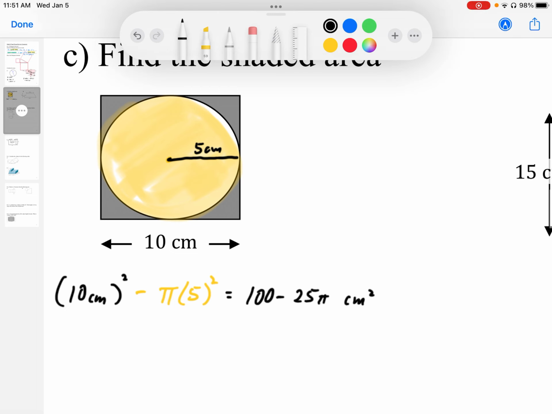Now again, we can convert this into a decimal value. 100 minus 25 pi works out to be 21.46 centimeters squared, which I'm going to round to 21.5 centimeters squared.